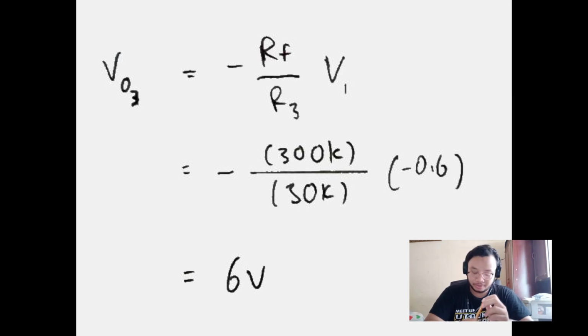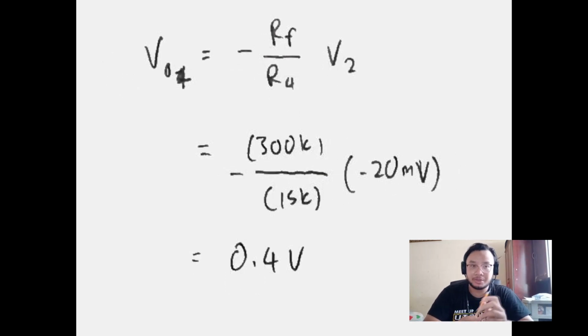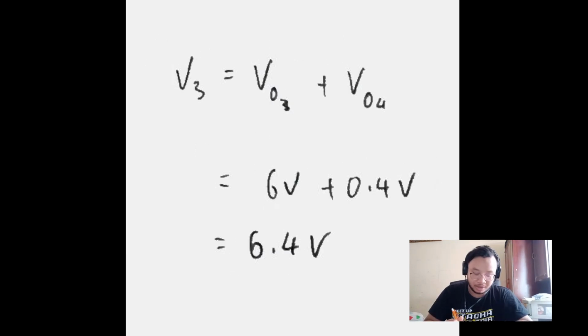Do the same for the second voltage input. We're going to be using the V2 value for the second voltage input, and for RF it is the same. We're using the 300k ohm resistor value and 15k ohm. Do this and you'll get a value of 0.4 volt. And because it is a summing amplifier, we just total up the value of the first one we got just now, 6 volt, and the second value, which is 0.4 volt. Do this and you get a value of 6.4 volt. And there it is for question 3.